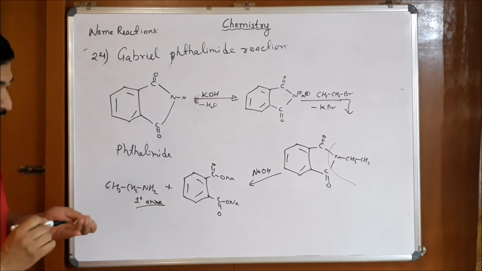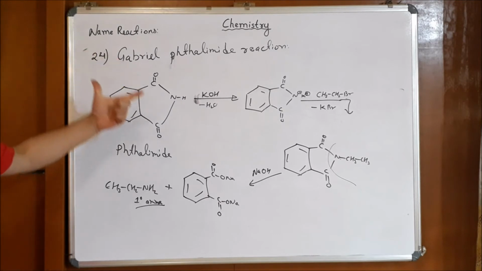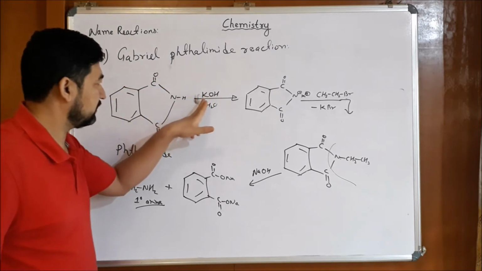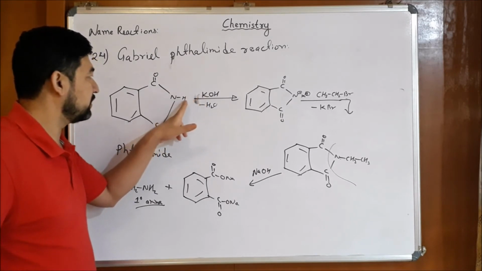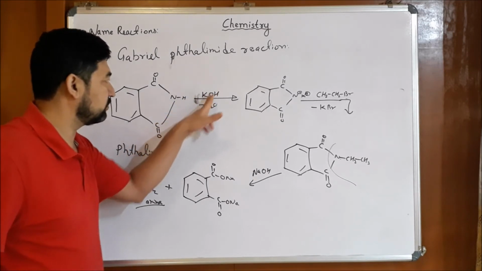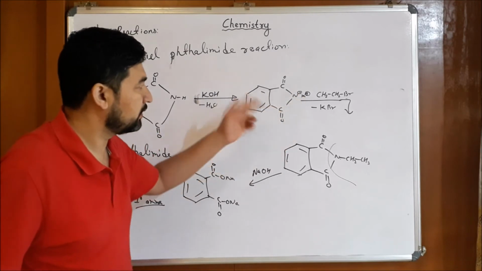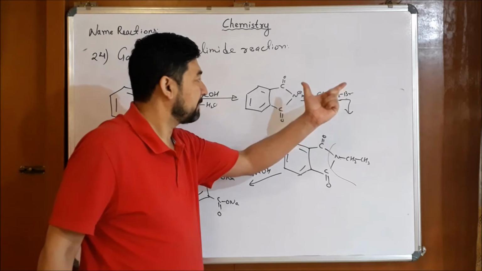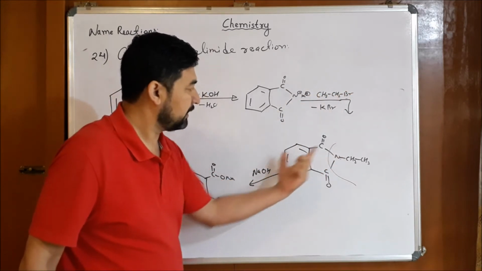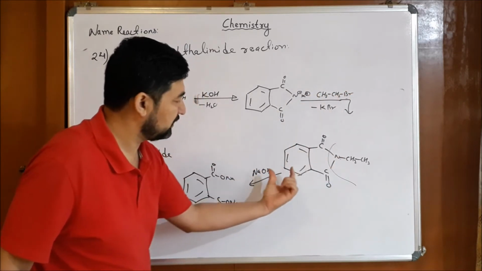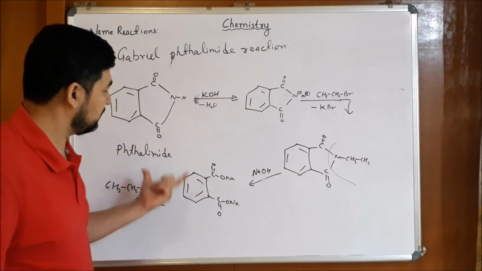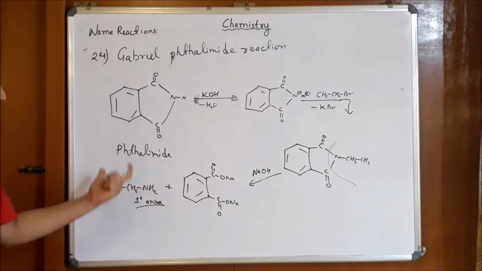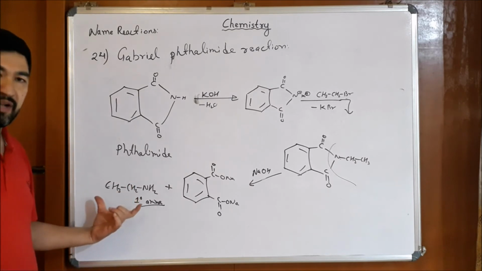So in the Gabriel phthalimide reaction, we use phthalimide, then it is treated with KOH. I have already told you that K will come here, OH will come out, so water, it's ionic. So the potassium salt of phthalimide, when treated with alkyl halide, forms this compound. Then when it is treated with NaOH, our main product, the primary amine, is produced. This reaction is very important because the yield is very good.